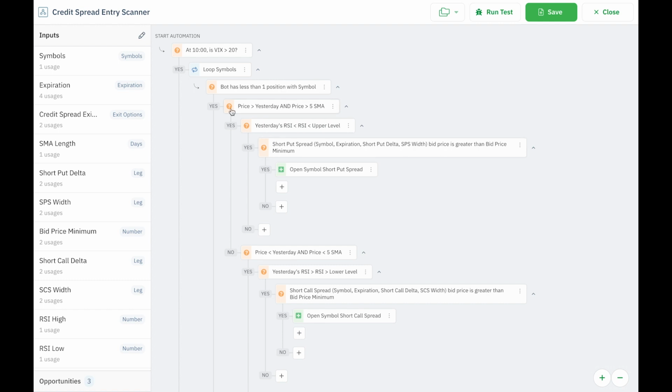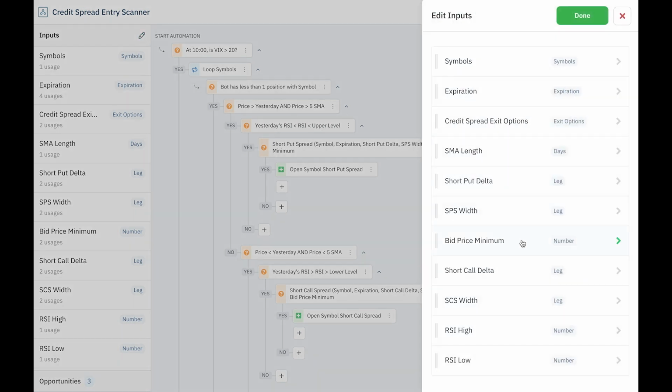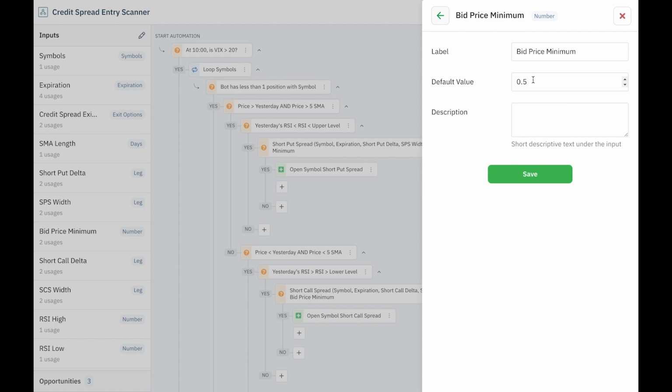The other thing that I updated was this right here, the bid price. I just wanted the minimum bid price to be $0.50, or 50 cents per contract. Before it was down to 30, but now I'm going to up it to 50.